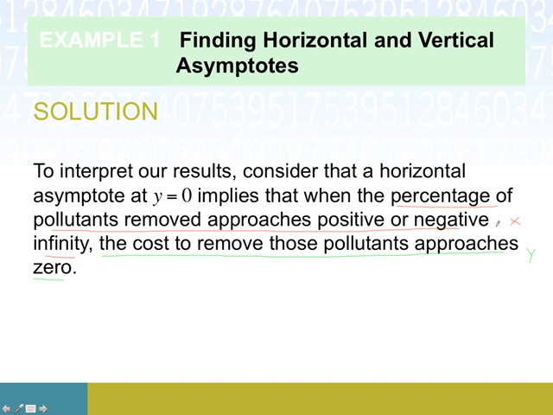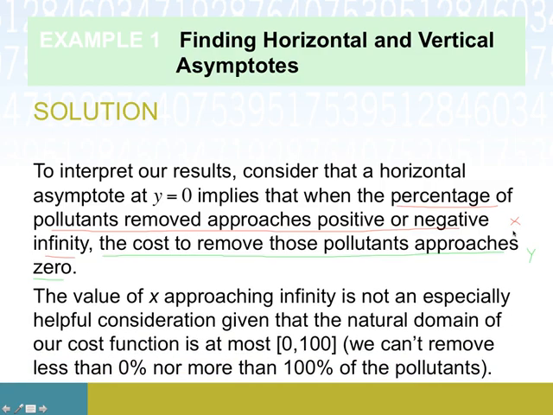So we're saying as x gets close to positive infinity or negative infinity, then the cost to remove this is getting close to 0. That's sort of a weird conclusion to come up with, but keep in mind that it actually doesn't really even make sense for us to do this. So value of x approaching infinity doesn't really make much sense, because the least amount of pollutants we could remove would be 0%. That's the farthest left that we could go. And the most that we could remove using these sand filters was 100%.